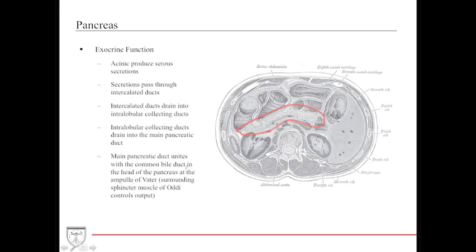So the exocrine function of the pancreas, like I mentioned before, is controlled by areas in the pancreas called acini. The acini will produce serous secretions that pass through the intercalated ducts, then through the interlobular collecting ducts, and then through the collecting ducts into the main pancreatic duct, which eventually empties into the duodenum, passing through the ampulla, uniting with the common bile duct, passing through the sphincter muscle of Oddi, which controls the output.